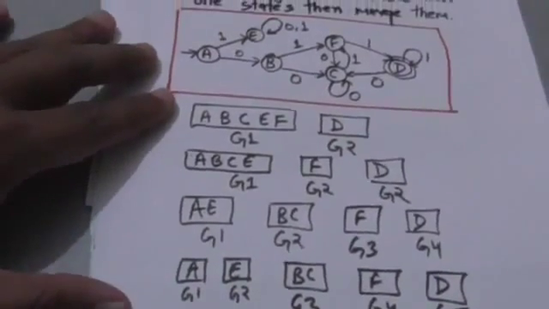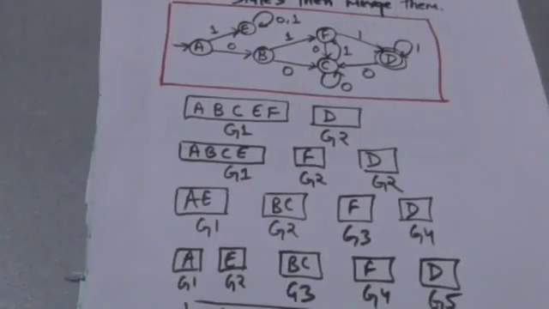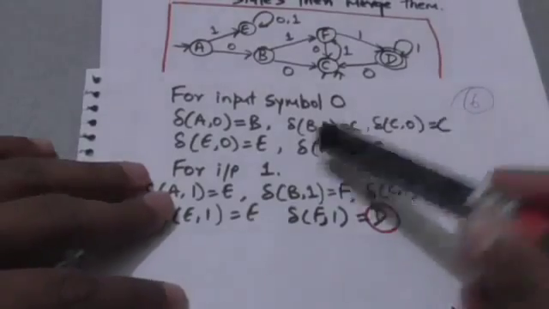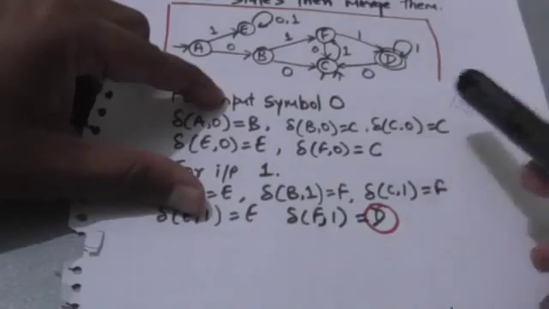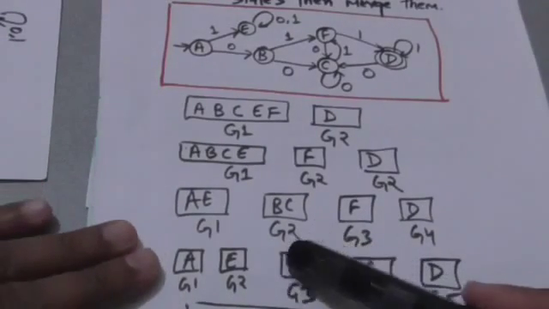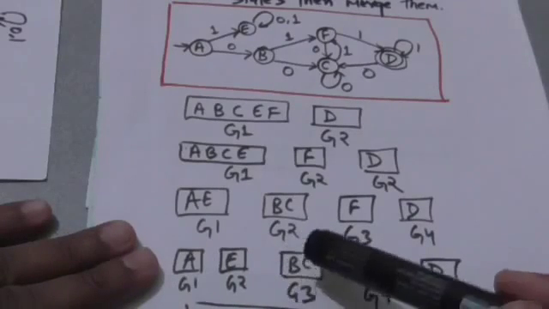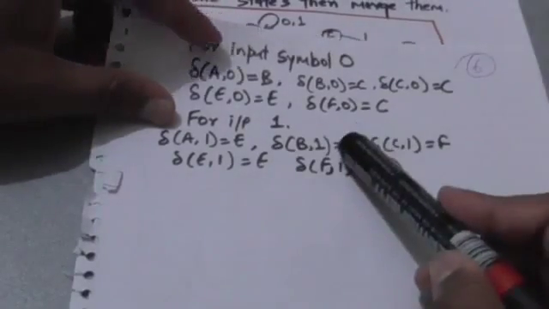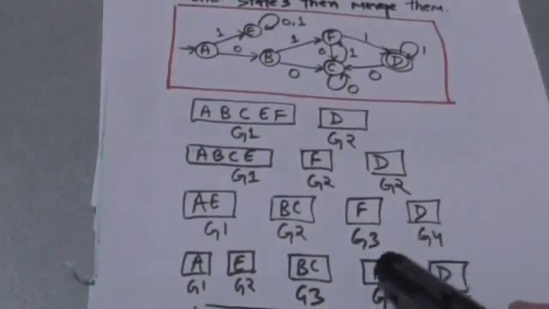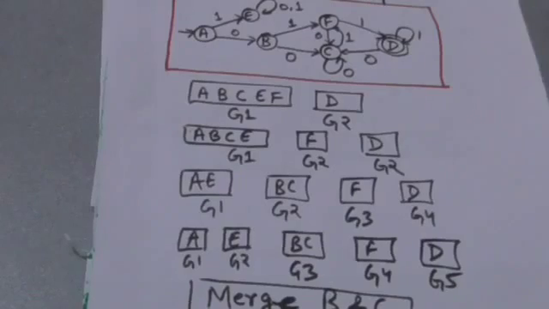Now see, for input symbol 0, B has transitioned to C, and C also has transitioned to C for input symbol 0, right? It means for input symbol 0, all states of this group have transitioned to the state of G3 group, right? For input symbol 1, B has transitioned to F, and C also has transitioned to F, which belongs to group G4. So it means for input symbol 1, all states of this group G3 have transitioned to the state of the same group. So it means we cannot divide this group further, right?